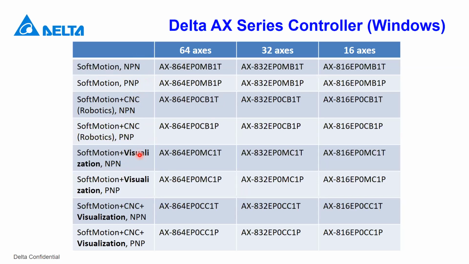And this is what I mentioned, for if customers want to use the visualization of CODESYS. So we have a different model. You can see the second digit here is C. And in terms of price, this one would be the most expensive model because this one will include CNC, meaning also the robotics function and the visualization. So if you see the model name with a CC1, this will be the most expensive model.